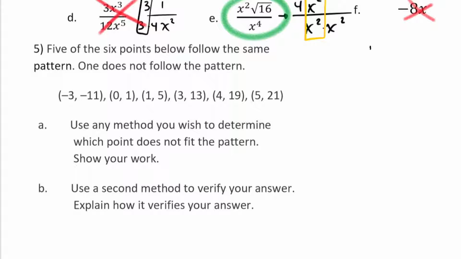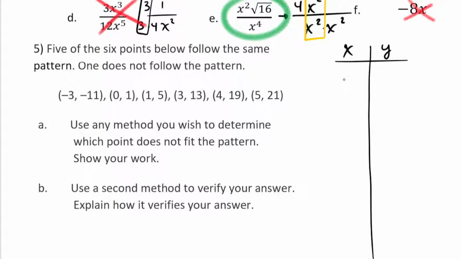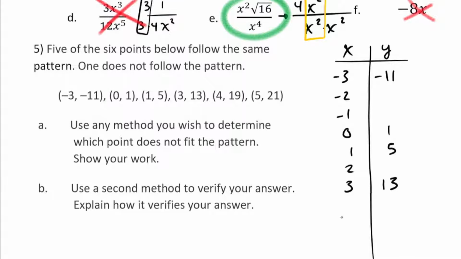One of them that I saw often was creating a different representation. Instead of having this list of points, some people built a table of values. So I can see that there's x values and there's y's. There's a -3. I don't have -2 or -1, but I do have a 0. -3 gave me -11. 0 gives me the number 1. 1 gives me 5. I don't have a 2, but 3 I'm told gives me 13. 4 I'm told gives me 19. And 5 I'm told gives us 21.